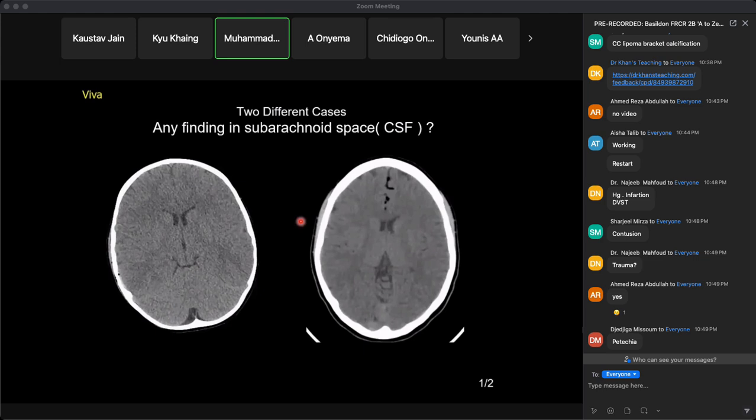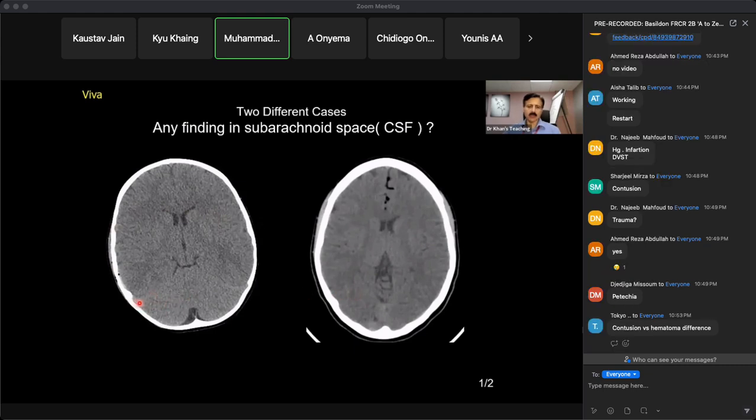Yeah, there is on here, this is different, and this is different. So is there something in the subarachnoid space on this scan? There is a locule of gas. How will you confirm this? I would do a bone window, and then we'll check for the fracture for pneumocephalus.